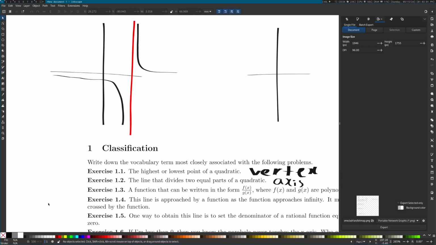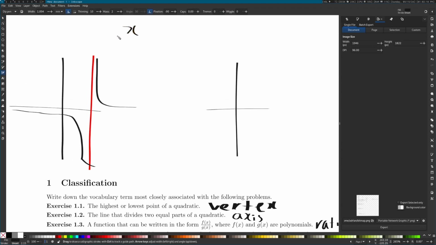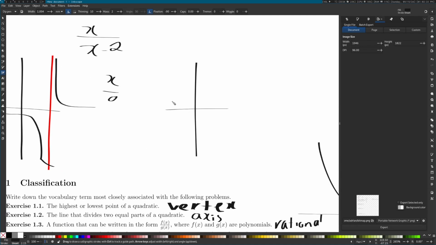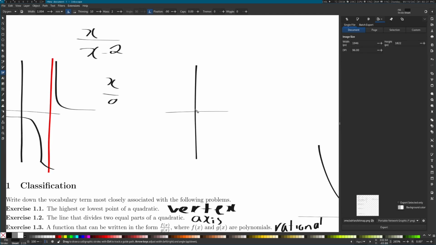Okay, this red line is things we cannot cross. Would it make sense for us to go into x equals 2 if our function was something like x divided by x minus 2? No, because we would get division by 0. So in this case, we simply cannot cross the vertical asymptote. So that means that the answer to this one is the horizontal asymptote, because there are cases in which you can cross it, like this. All that matters is that you get closer and closer as you approach infinity.